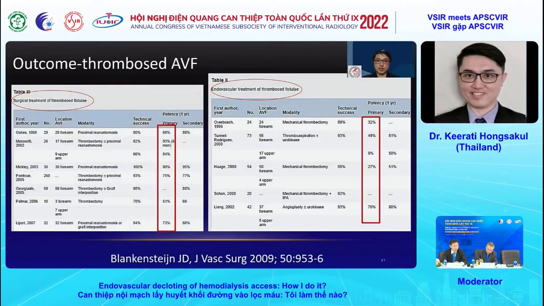However, much data shows the results comparing surgical thrombectomy and endovascular treatment in thrombosed AV fistula. From our data, the primary patency at 1 year is quite a bit better in the surgical thrombectomy group compared with the endovascular group.